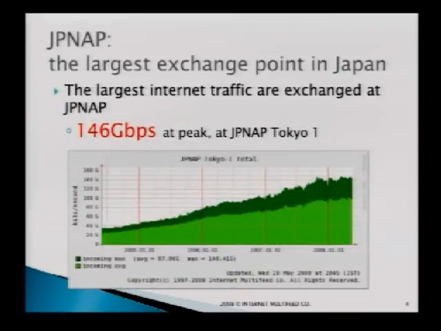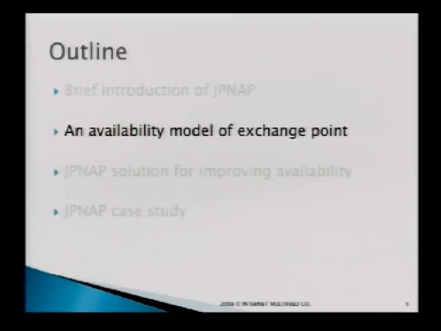And JPNAP carries a lot of traffic. Currently at the peak, 146 gig. And this is the 4th largest all over the world. The top 3 are AMS-IX, DE-CIX and LINX. Those are the 3 big guys. And the next is JPNAP. So let's go on to the availability model of the exchange point.